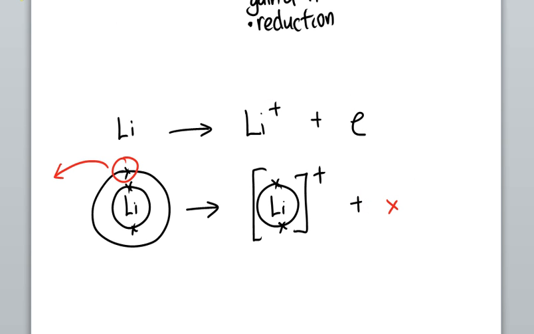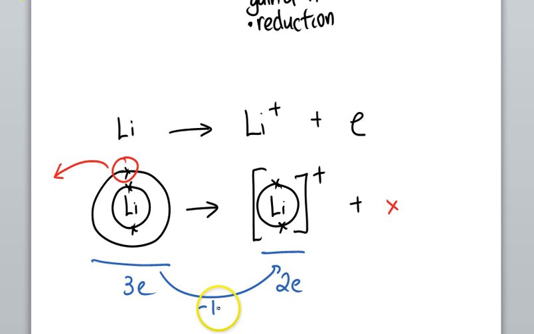So you can see that the lithium from here to here, from 3 electrons, it has become 2 electrons. So there's a minus 1 electron. This is considered a loss of electrons. So this is considered an oxidation.